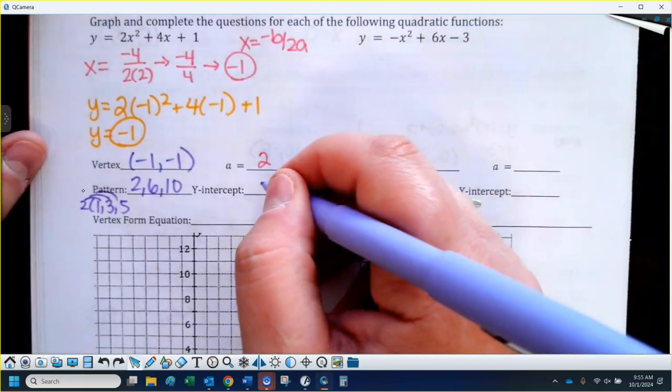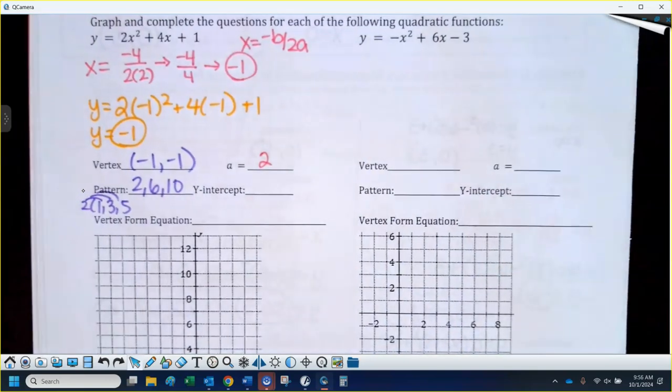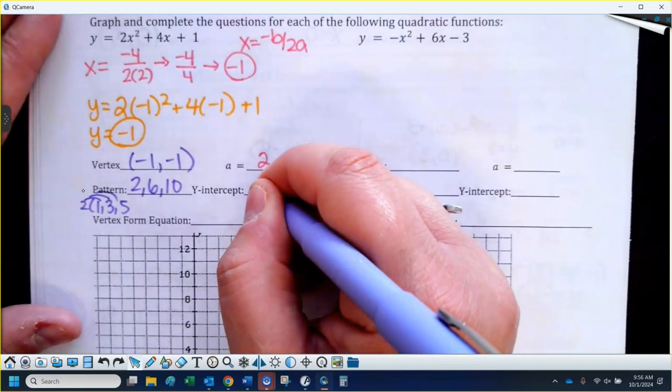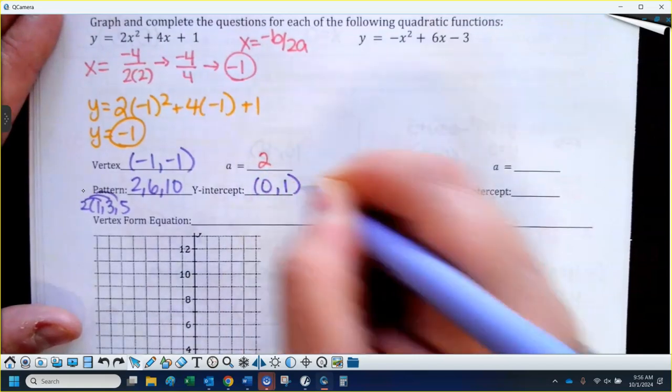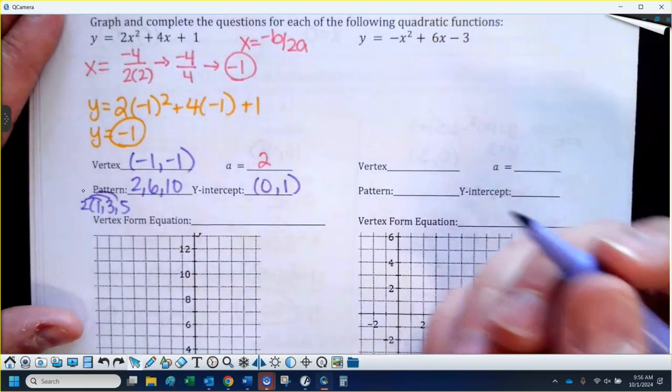What would my y-intercept of this graph, what should it be? Where would the point be? What should my y-intercept be? Rudy, what do you think? 0, 1, good. The x-coordinate has to be 0 if you're on the y axis. The y-coordinate will be a number, or possibly it could be 0, 0.